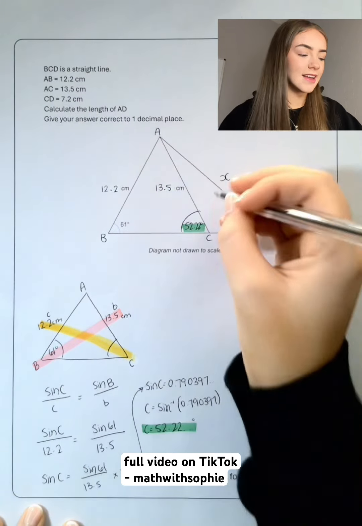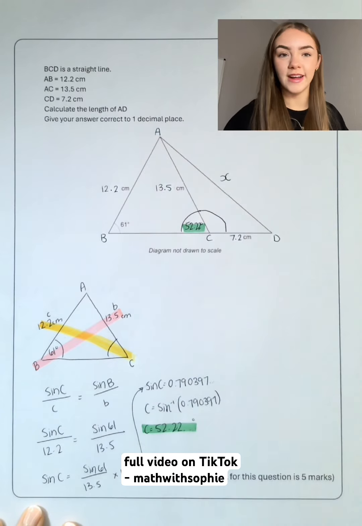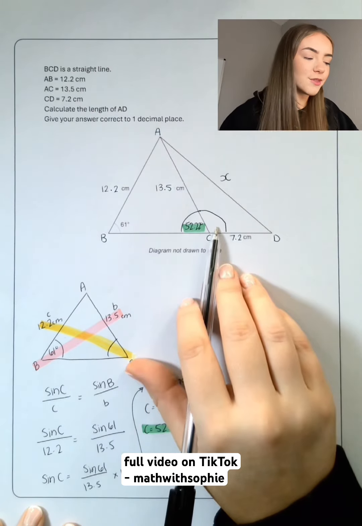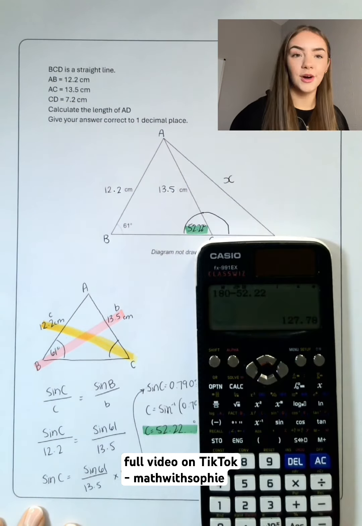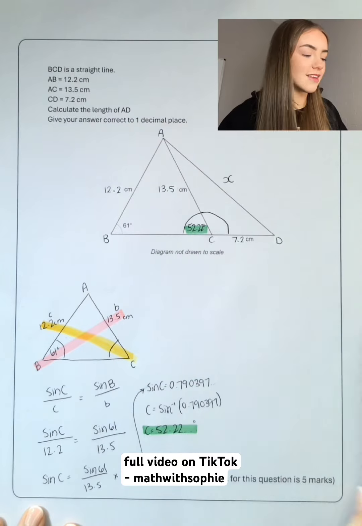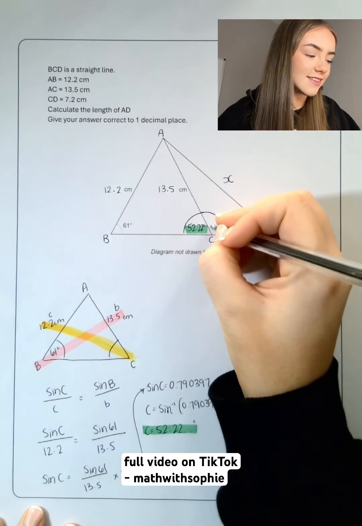Since BCD is a straight line and angles on a straight line sum to 180, we can take this value from 180 to find the other angle in the second triangle. 180 subtract 52.22 is 127.78. We can add this to the diagram.